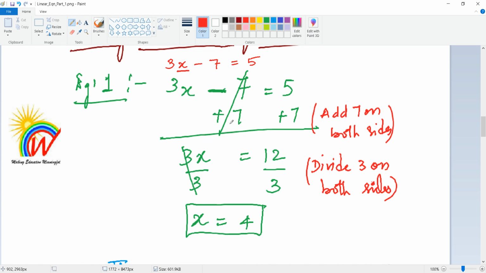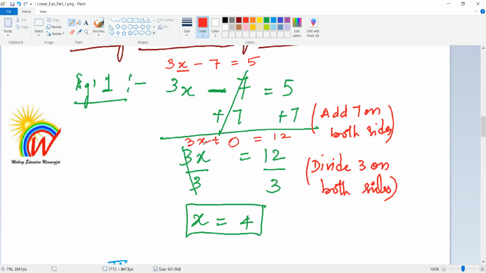When I do that, this gets cancelled and I get 0 over here, and I am left with just 3x. See, I get 3x plus 0 is equal to, now the 7 gets added to the 5 over here, because we are adding 7 on both the sides, right? The 7 will get added to the 5 also, and I will get 12 over here. Okay, so now 3x plus 0 is simply 3x.